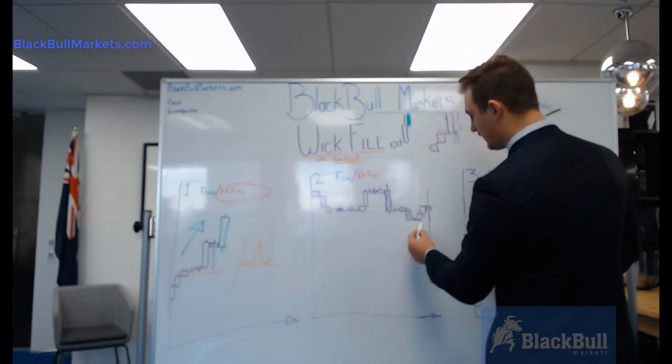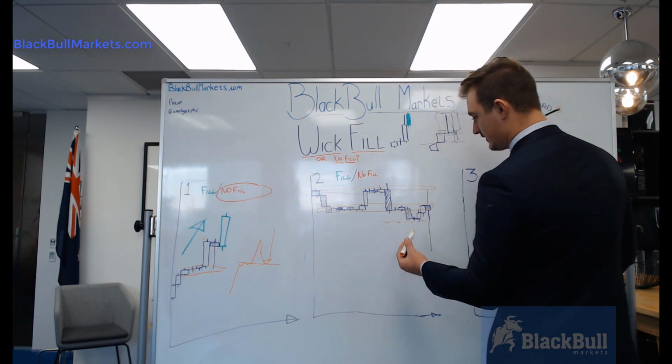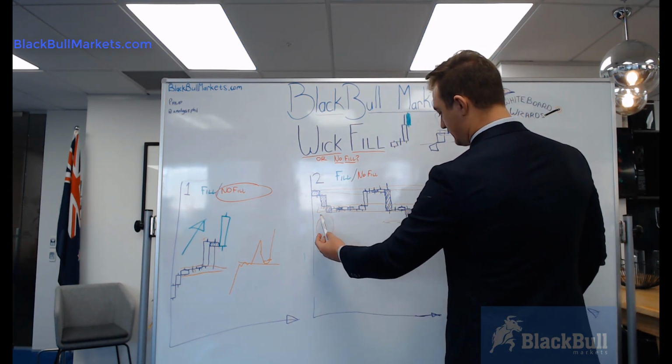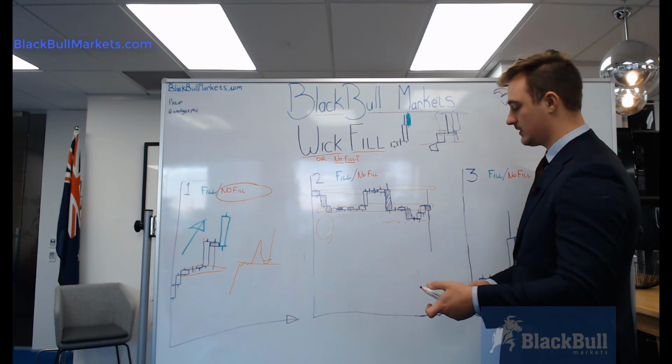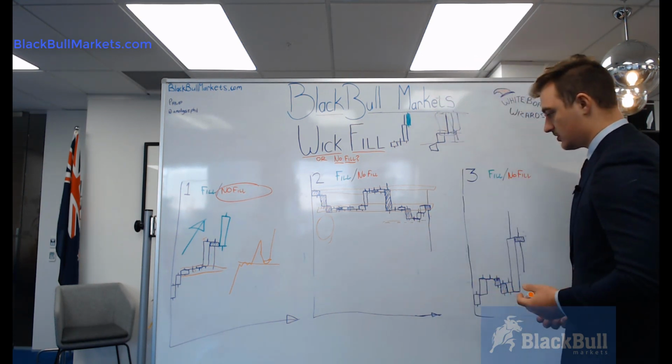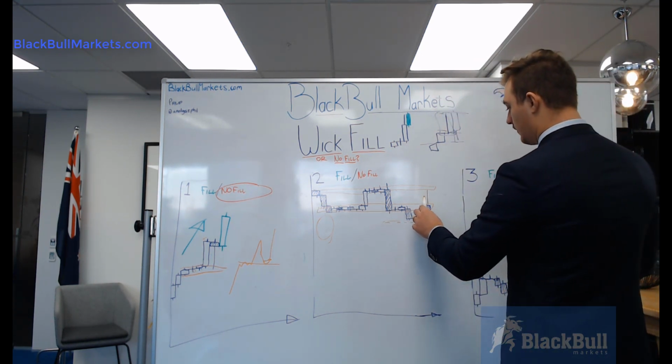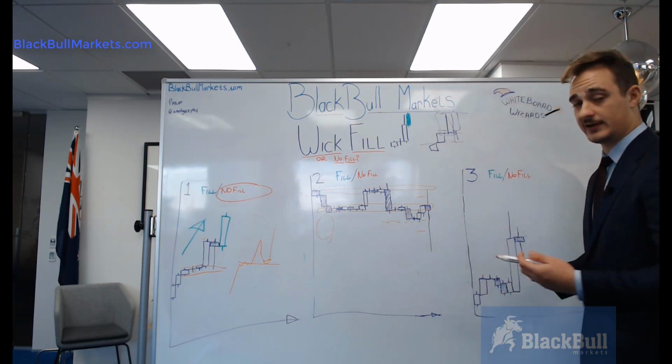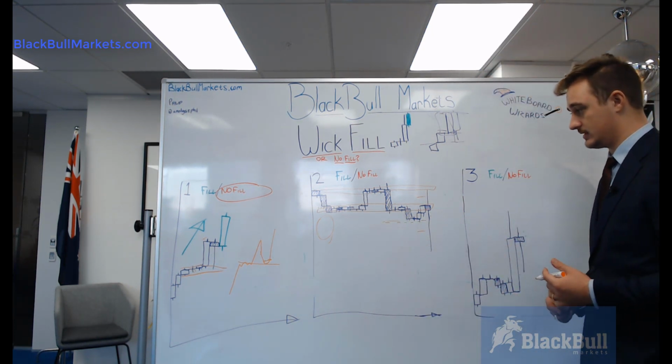And then we have a bit of a zone right over here. But obviously we can see there's nothing here. So this one we need to keep in mind, but it's not that relevant, right? So we have two wicks on this side. We've got a wick to the upside and a wick to the downside. Now try and figure out which one of these will get filled and which one won't.